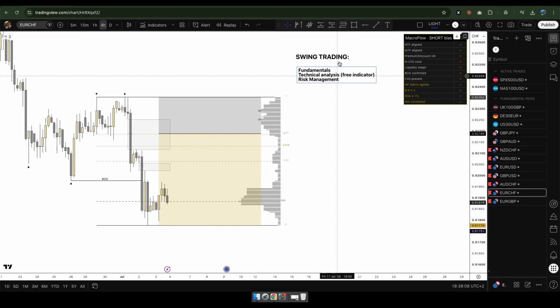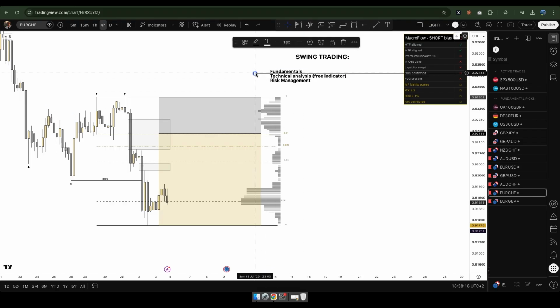As I was saying, the first thing that I do, I look at fundamentals. I need to see what institutions have changed in the previous week and how the macro structure changed, so that I know which asset I need to trade.